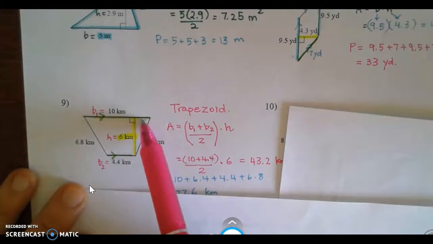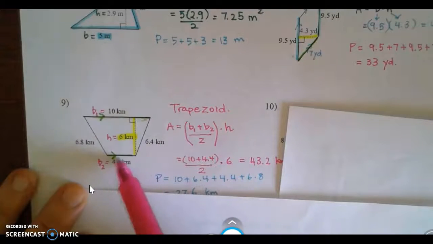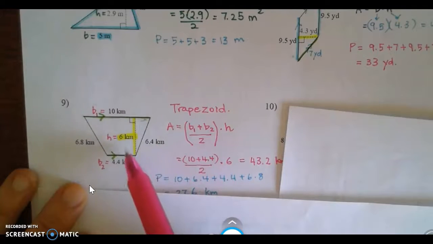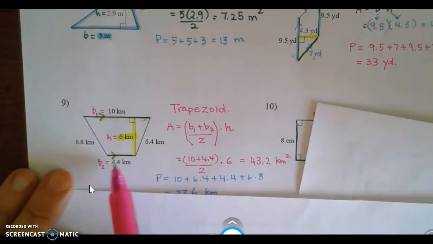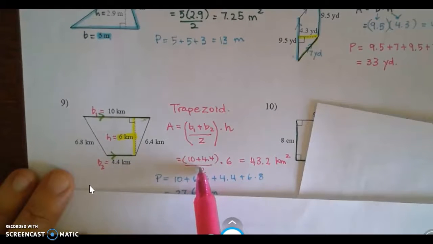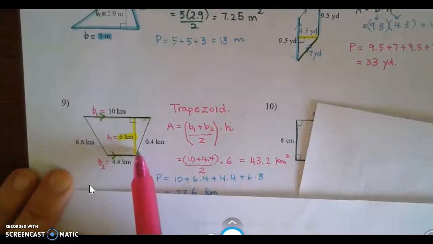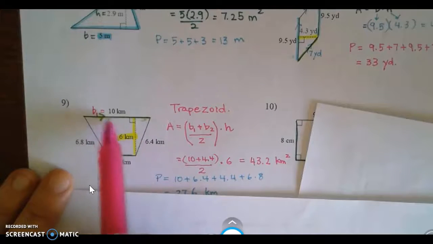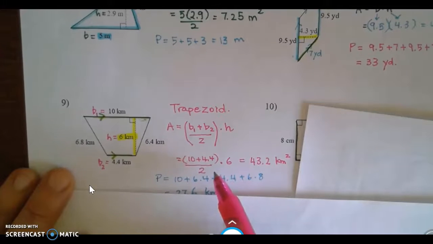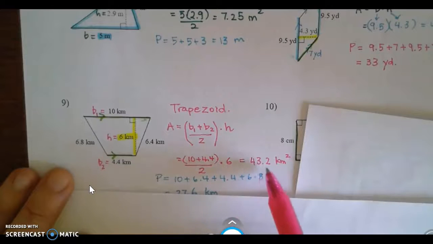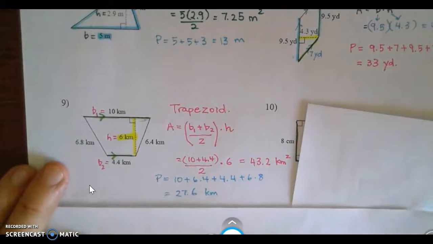This is going to be one of the base lengths. B2 is the other base length. Divide by 2. So you're taking the average of it, multiplying that by the height. So that becomes 10 plus 4.4 divided by 2. So you're getting the average and then multiplying by the height. Again, the base and the height, the two dimensions you're multiplying to get the area, have to always be perpendicular. That's going to be true for any two-dimensional shape. So that gives me an area of 43.2 kilometers squared.